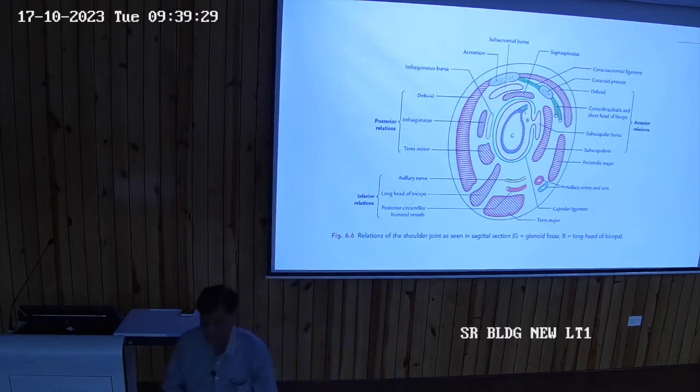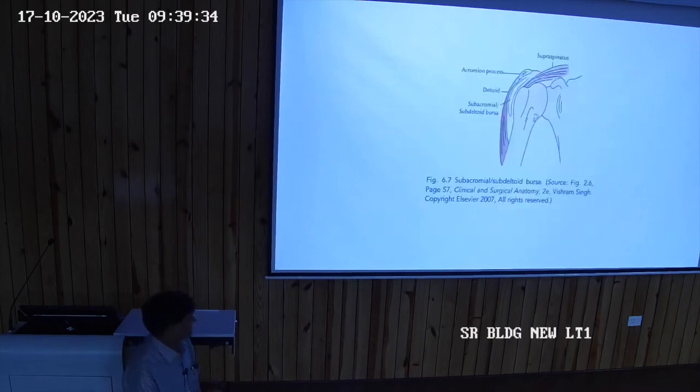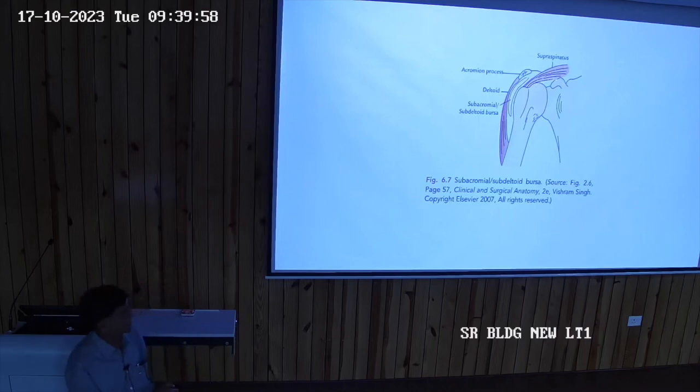After seeing the relations, I again come to the bursa. Now look at this diagram. This is the supraspinatus muscle. If you remember, where is the supraspinatus muscle inserted? The greater tubercle of the humerus, and the origin is from the supraspinatus fossa. So look, this is the supraspinatus muscle, and lying above it, this is the acromion process, and this is the subacromial bursa, and this is part of the deltoid muscle.